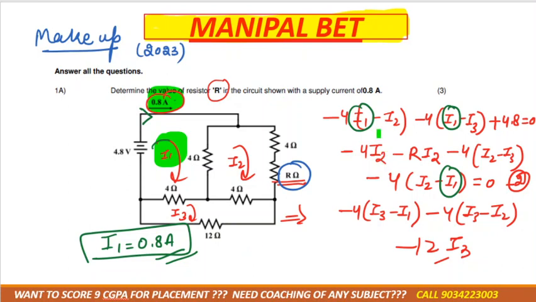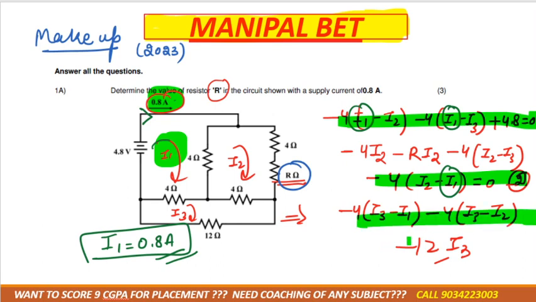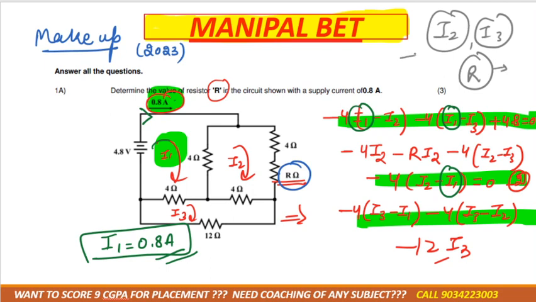Now tell me, how many equations do we have? 1, 2, and 3 equation, right? Now how many variables we have? I2 is one of the variable, I3 is one of the variable, and R is one of the variable. Now we'll have three variable and three equation. Can we solve all these three variables? Then we'll get the value of R. Okay?